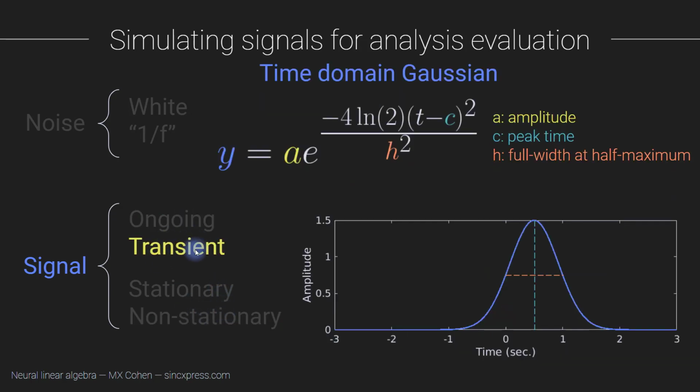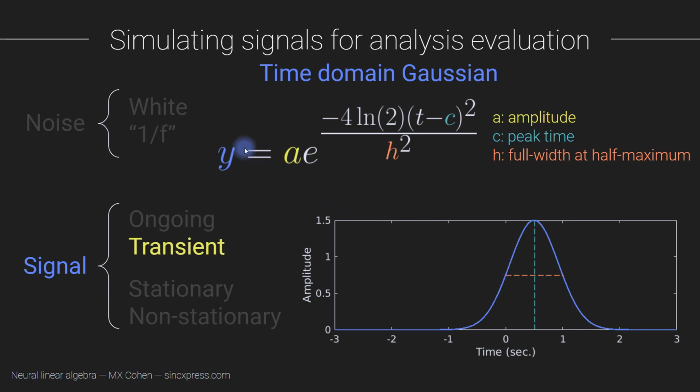Now I'm going to talk a little bit about generating transient activity. And here we are primarily going to be focusing on using Gaussians and integrating a Gaussian with other features like a stationary or non-stationary ongoing signal to create transient narrowband activity.